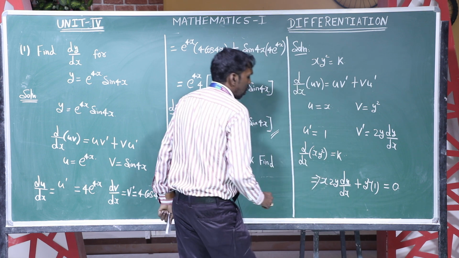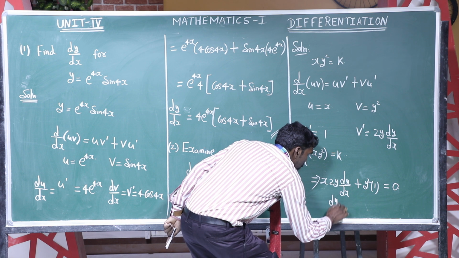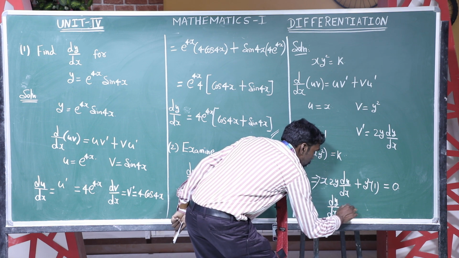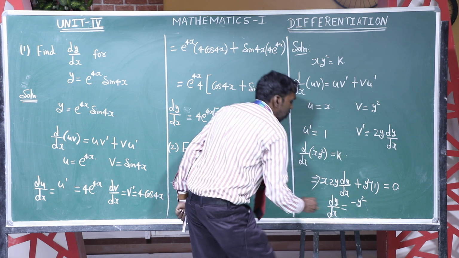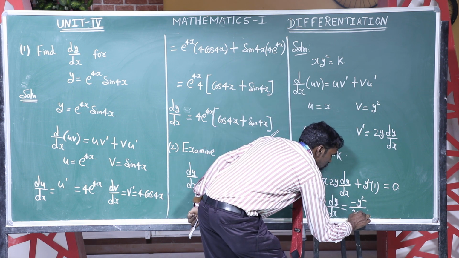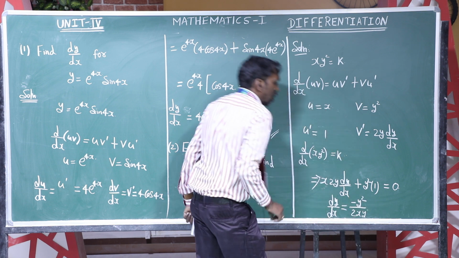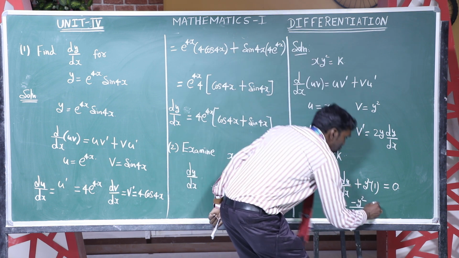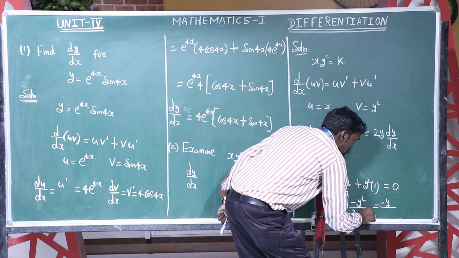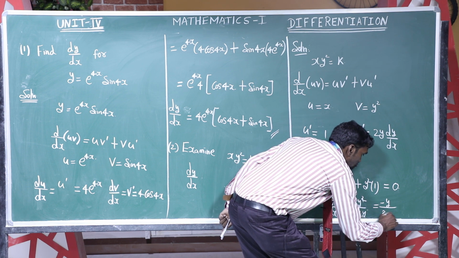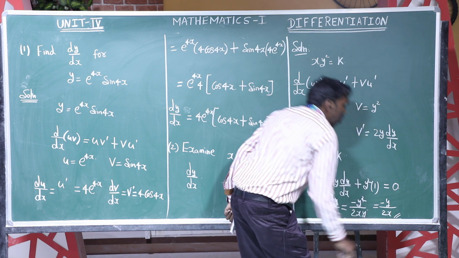You have to find out the dy by dx from this function. So what is the dy by dx here? dy by dx equals minus y square, and 2xy goes to the denominator. So y gets cancelled. So what is the derivative of this function? You get minus y by 2x. So this is our derivative of the function.